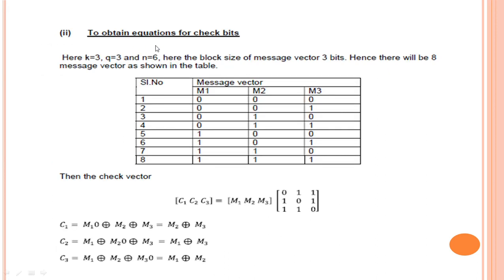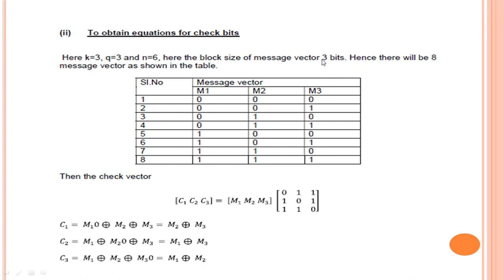So to obtain the equation for the check bits, from the problem, k is the number of message bits, which is given as 3, and the number of check bits we are going to generate is going to be 3, and the total number of code word bits is n = 6.